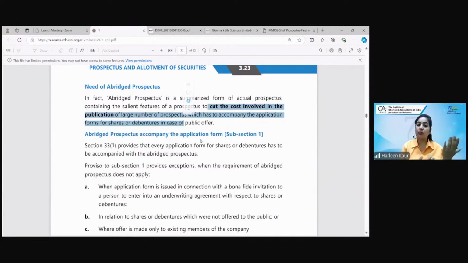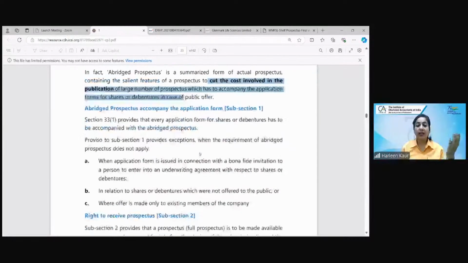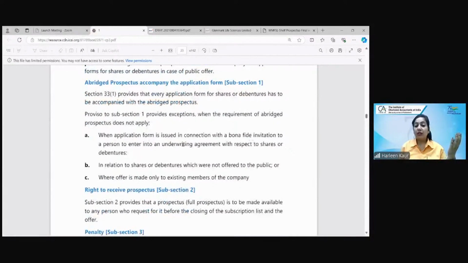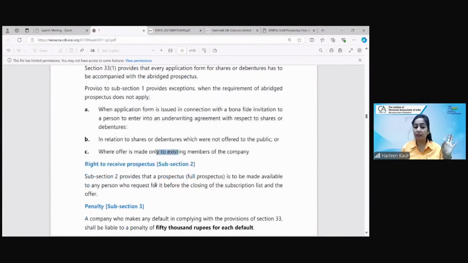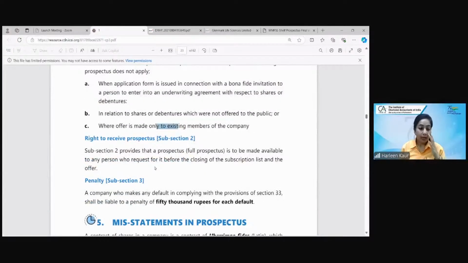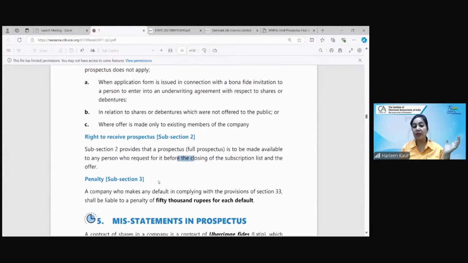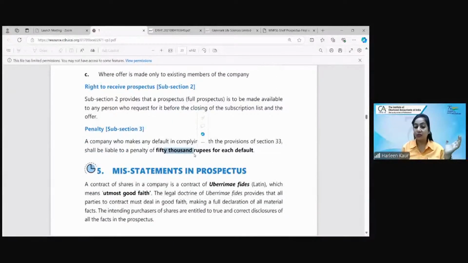So along with the share application forms, instead of issuing the full prospectus, you just give the summary copy. It is not required whenever you have an underwriting agreement, or shares are offered not to the public but only to the existing members, or you're doing private placement. So in point A, you can write down underwriting agreement: abridged prospectus is not required. Point B, private placement: abridged prospectus is not required. Point 3, for example, rights issue, when you're just giving to the existing members: abridged prospectus is not required. And when demanded, the full copy shall be made available, and a 50,000 rupees fine has to be there.